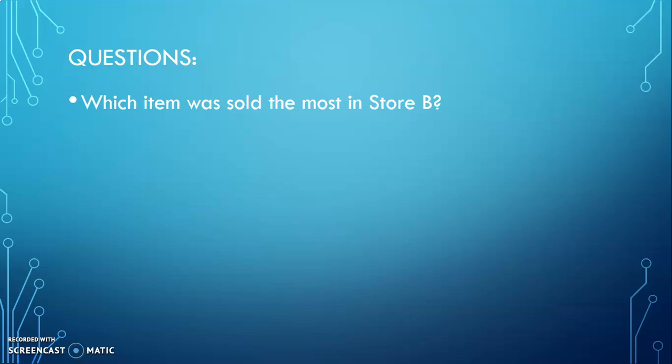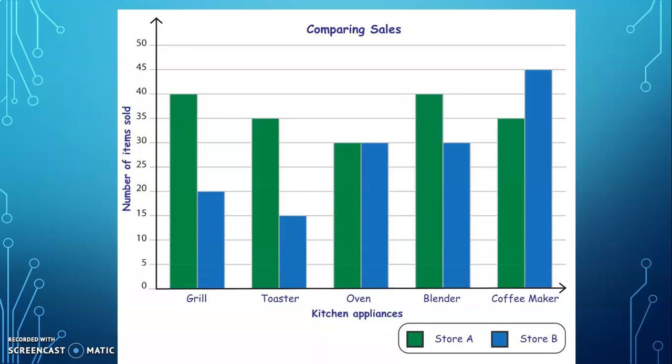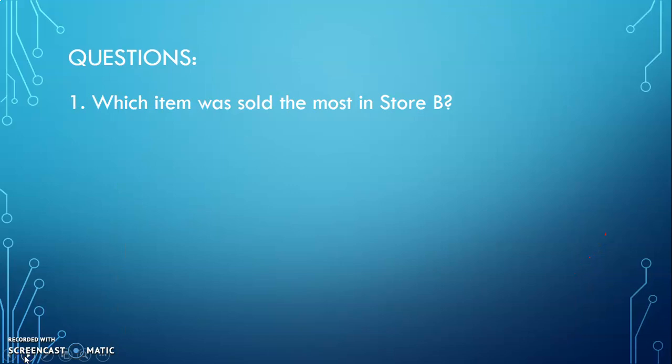Okay, so first question. Which item was sold the most in store B? So we go back to the graph. Well, now we need to figure out which is store B. We look down at the key below and we can see that store B is the blue color. Now, finding the highest one is pretty easy. We can just do that by looking across the scale and we can see the last column is the one that has the largest line. And if we go down to the bottom, we can see that it is the coffee maker. So the first question, which item was sold the most in store B? The answer is the coffee maker.